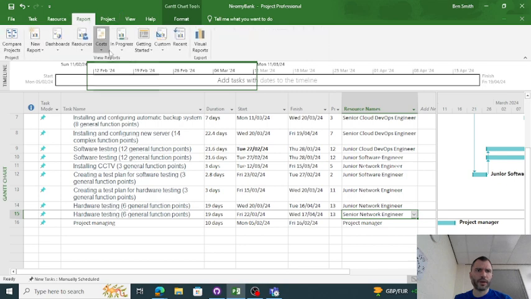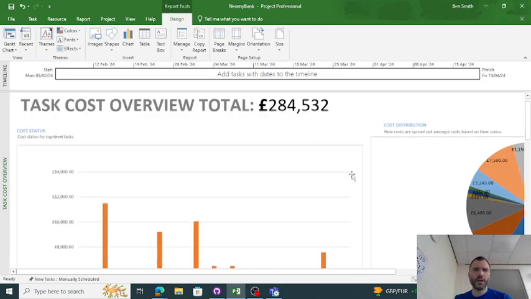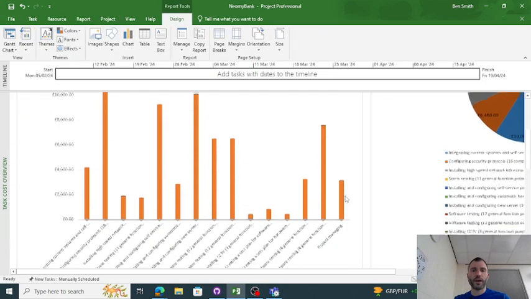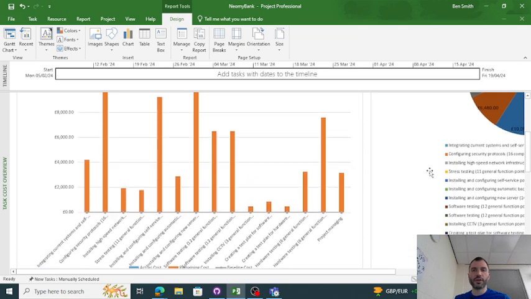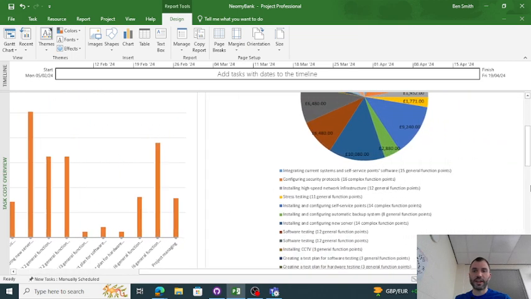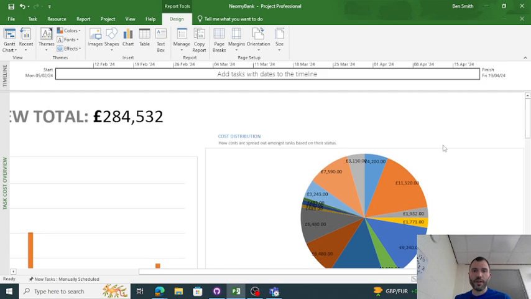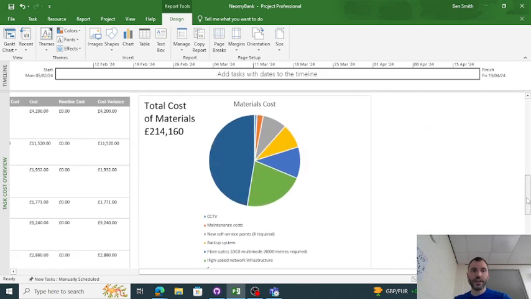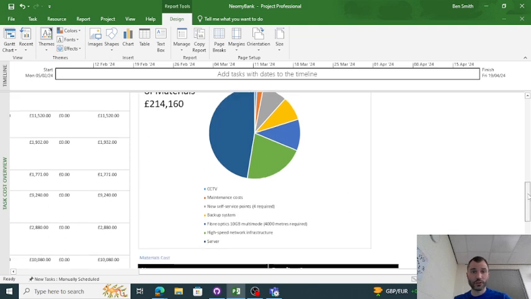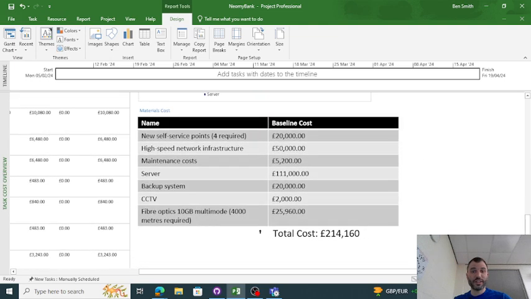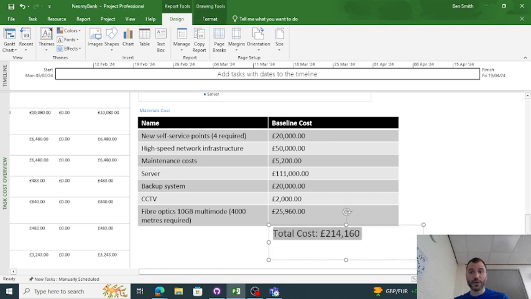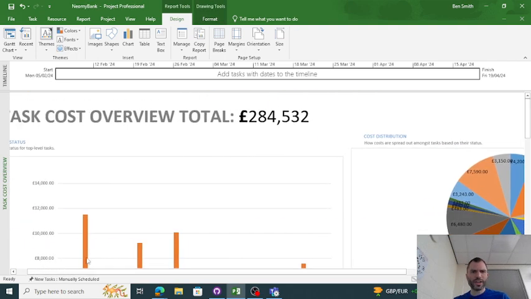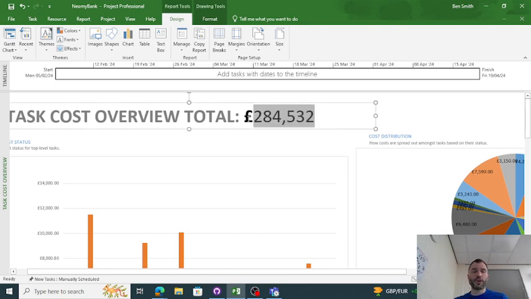What else can I say about this? Task cost overview. Again, as I said, I really wanted to put a little bit of extra detail in here. So this was the distribution of all the tasks. I did a nice graph for that. Then I did a distribution of all the materials as well, so they could see how much, and I did a little table and the total. I actually manually put that in as a text field. Also, I couldn't work out how to get a total cost of the project, so I manually wrote that in.